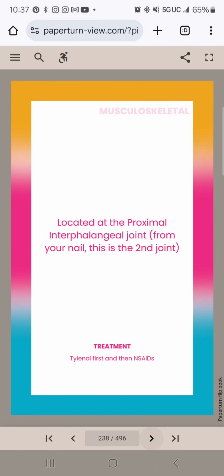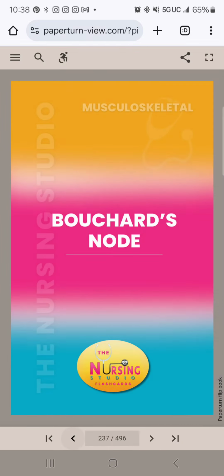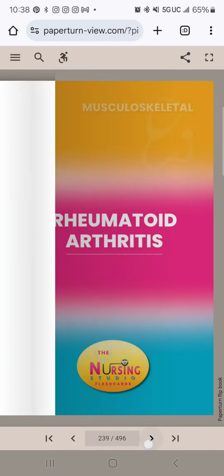Located at the proximal interphalangeal joint from your nail. This is the second joint. Treatment, Tylenol first and then NSAIDs. It's located, and this is musculoskeletal, at the proximal interphalangeal joint. What do you think? Bouchard's node, right? BP, right? B for Bouchard's, P for proximal, whereas Heberden's is HD. H for Heberden's, D for distal.